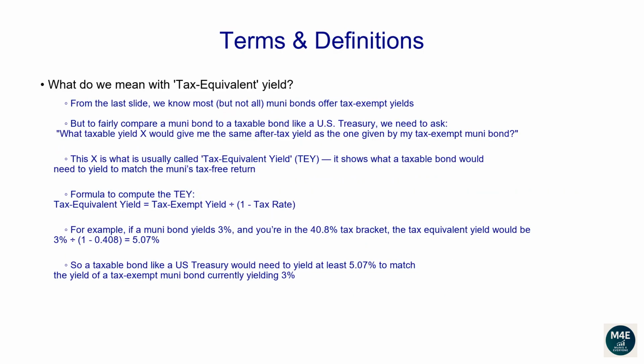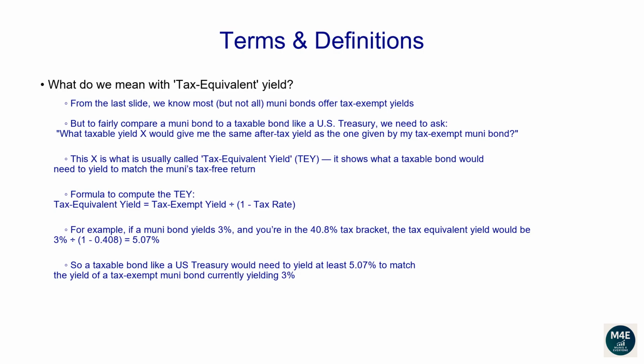What do we mean with tax-equivalent yield? From the last slide, we know most, but not all, muni bonds offer tax-exempt yields. But to fairly compare a muni bond to a taxable bond like a US Treasury, we need to ask, what taxable yield X would give me the same after-tax yield as the one given by my tax-exempt muni bond? This X is what is usually called tax-equivalent yield, TEY. It shows what a taxable bond would need to yield to match the muni's tax-free return.